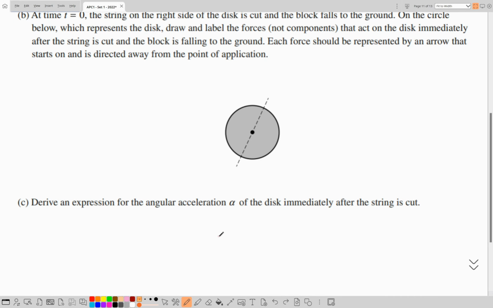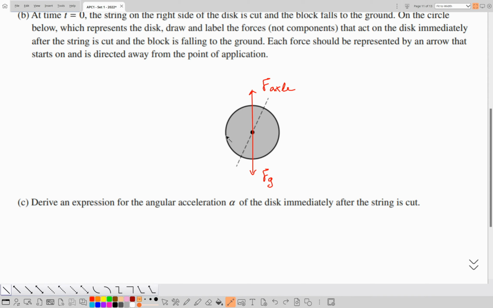Therefore, we have the pull of gravity on the center of the disk. So remember here in this case, we need to represent the forces properly from their point of application. So that would be the pull of gravity. And we have the force at the axle, which balances the pull of gravity upward like that. And we have the force which is applied tangentially to the rim of the disk, which is the force of the spring.